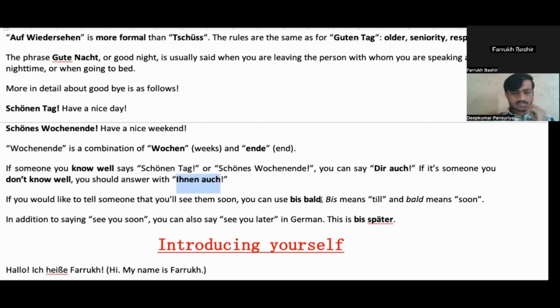Okay. Next we have "bis bald", meaning see you soon. "Bald" means soon, so we can use this one also. "Bis bald" and "bis später". "Bis später" means see you later. So there are many ways to say goodbye, and it depends upon you which one you want to use.